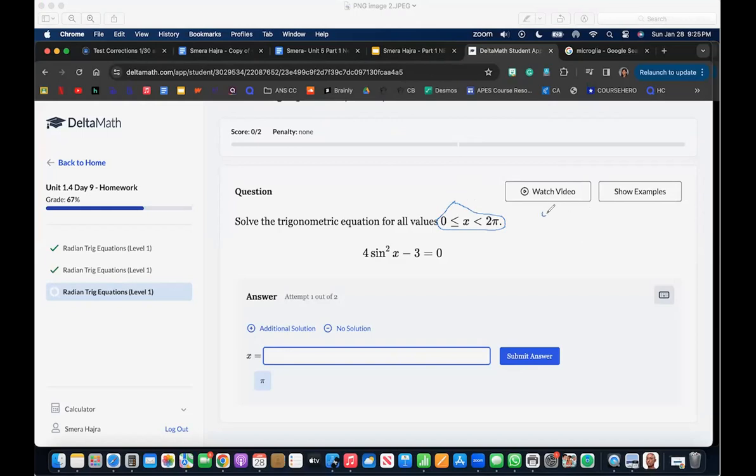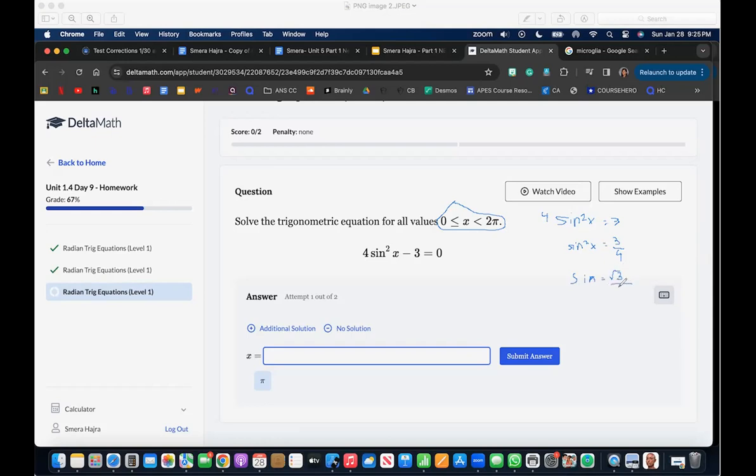First I tried to solve this equation by subtracting out 3 and then dividing by 4. So we're looking for sine squared of anything equals 3/4. I can take the square root of that and say this is going to be square root of 3 over 2.